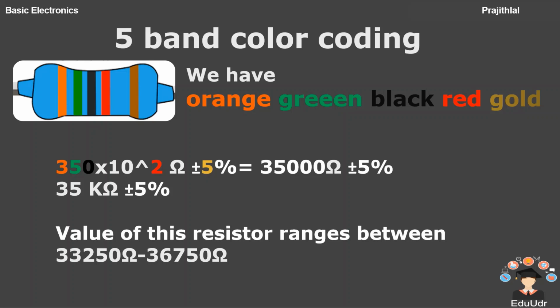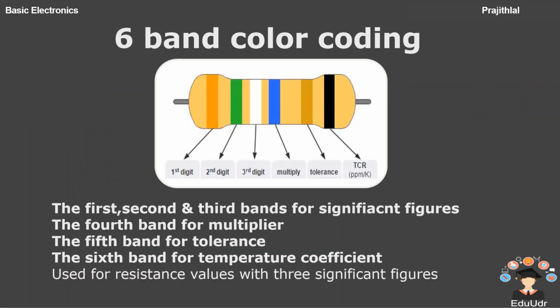So the value of this resistor ranges between 35 kilo ohm minus 5% of 35 kilo ohm to 35 kilo ohm plus 5% of 35 kilo ohm. That is respectively 33,250 ohm to 36,750 ohms. Now here we have the 6-band color coding.